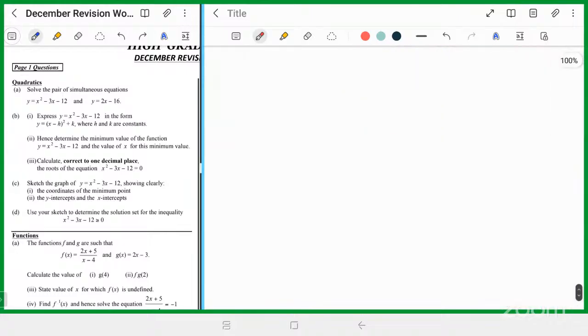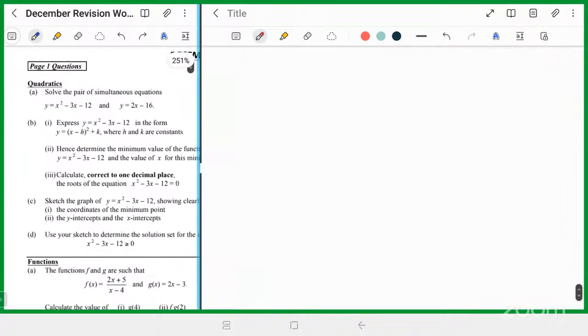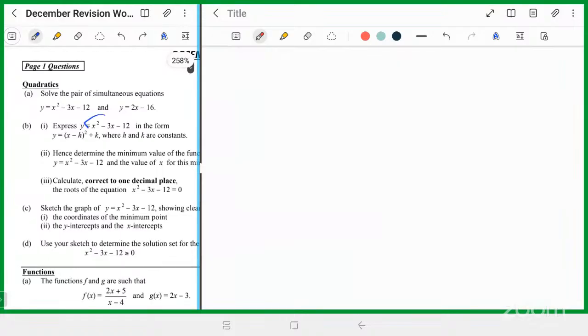Part B wants us to write this expression in this form. That is to complete the square. Now notice they put a minus h. Most times they give a plus h, and some teachers teach it with the h and the k. But they teach it with the h when this is a plus. So because this one is a minus, you have to be careful.